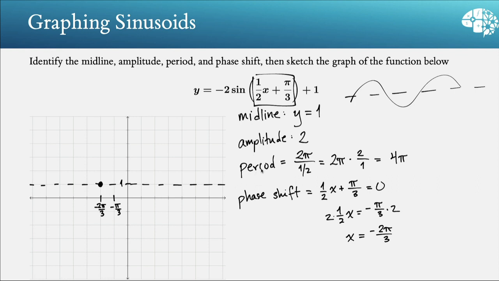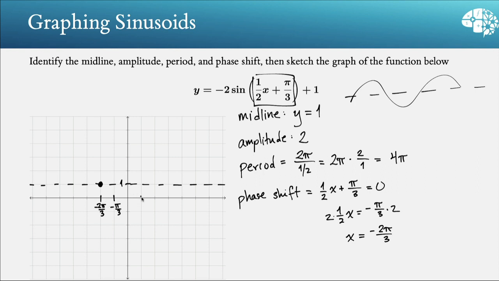From there, we're going to use the period. Let's review real quick what we've done. We've had the midline, and then we have a point at the phase shift on the midline, and then we have the period, and the period is how far we're going to go horizontally to get to the end of a cycle.